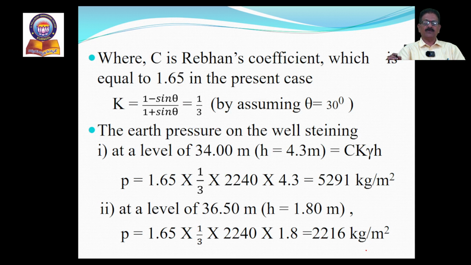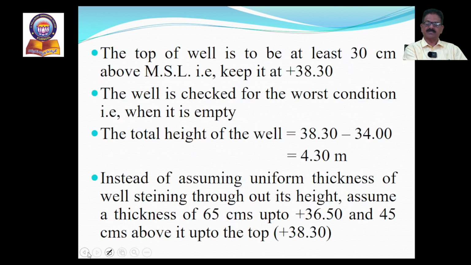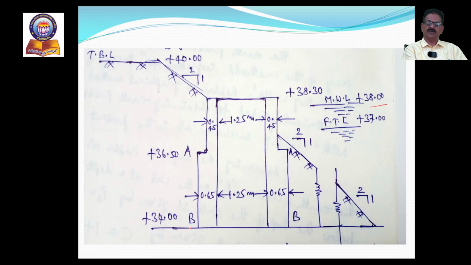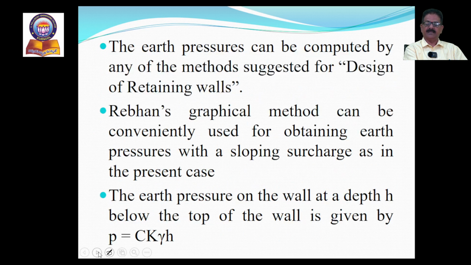So like that, you have to calculate the intensity of the lateral earth pressures acting at these two sections. One is at the 34 meter level, another one is at the 36.5 meter level. At these two levels, this is the first one, this is the second one. At these two levels only, we are calculating the lateral earth pressures on the well steining.